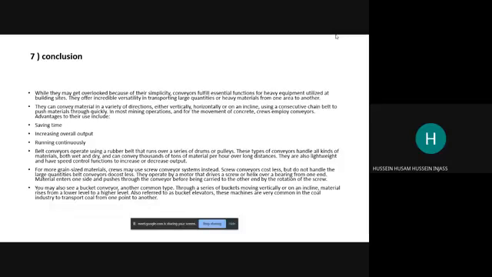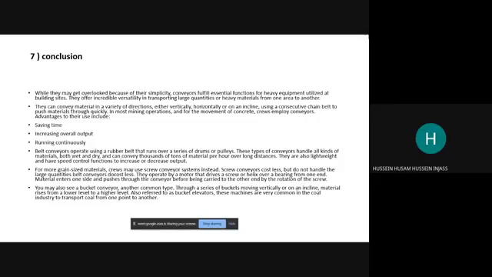Advantages to their use include saving time, increasing overall output, and running continuously. Belt conveyors operate using a rubber belt that runs over a series of drums or pulleys. These types of conveyors handle all kinds of materials, both wet and dry, and can convey thousands of tons of materials per hour over long distances.